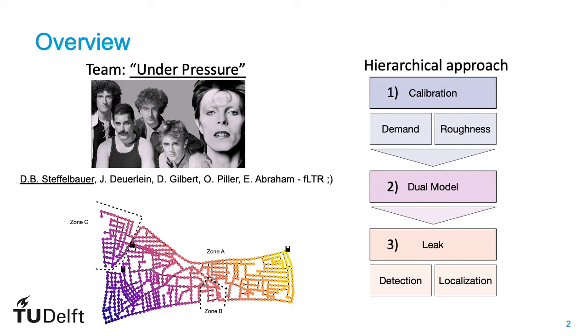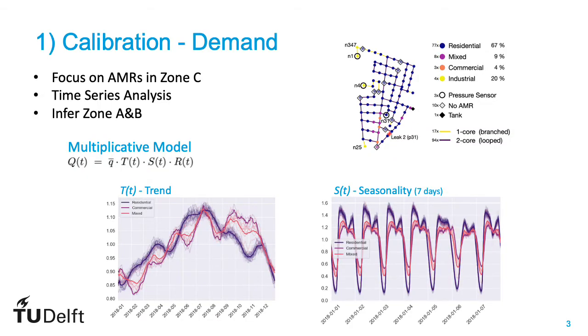First, we will start with the calibration of the network, both for demand and for roughness. Then I will introduce the foundation of our work, the dual model approach, which makes finding leaks tremendously easier. Last but not least, I will give an overview of our methods to detect and to localize leaks, which are both based on the dual modeling approach. Let us start with the demand calibration.